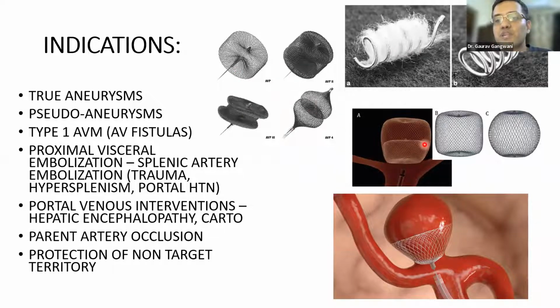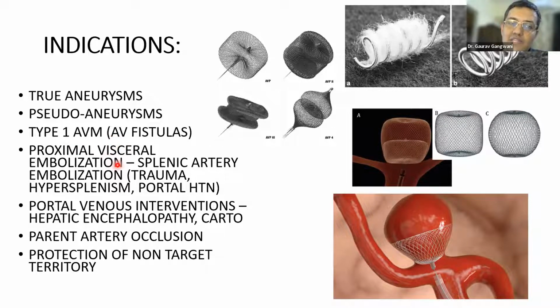And of course, now newer and newer devices like plugs are coming into the cranial circulation, like the WEB device, the Contour device, which have different properties ranging from occlusion of the aneurysm or the vessel to causing some differential flow diversion. So coils or plugs, these kind of proximal focal embolic agents are being used for true aneurysms, pseudoaneurysms. The principles vary, which we will see. For type 1 AVMs, which are actually AV fistulas, even if you just coil the arterial inflow, you are done away with the fistula, and you don't really need to do something extra for that.